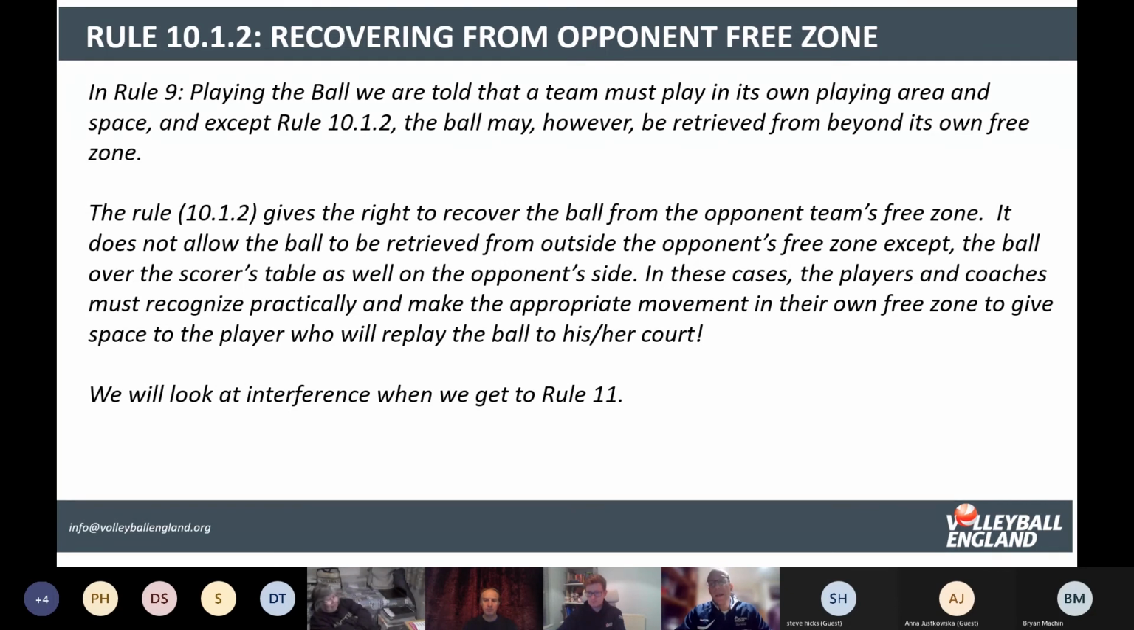So when a player is chasing a ball, players and coaches must recognise that practically, and they must make the appropriate movement in their own free zone to give the player the space needed to play the ball. We'll look at this a lot more when we look at interference in Rule 11, so I'm not going to dwell on it for a long time, because we could spend a whole night talking about interference. So we're going to do that.